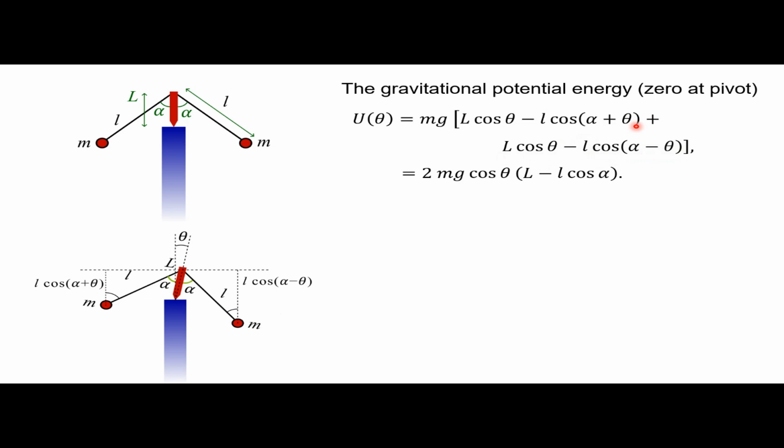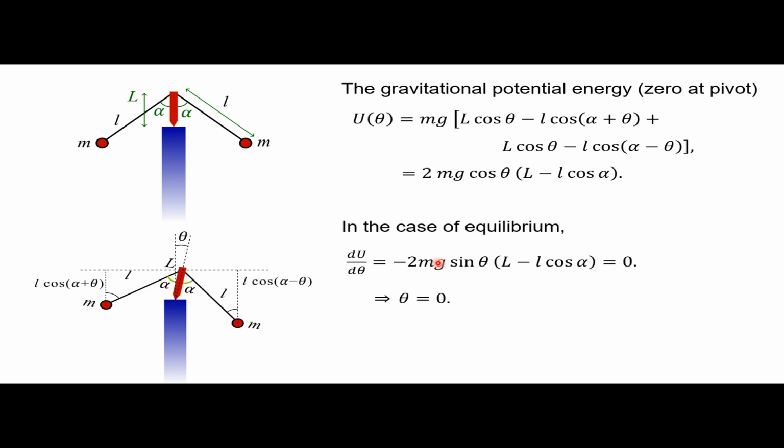Cos alpha plus theta we can evaluate in terms of cos alpha cos theta minus sin alpha sin theta, and we can simplify this expression and it will turn out to be 2 mg cos theta multiplied with capital L minus l cos alpha. So this is going to be our expression for potential energy.